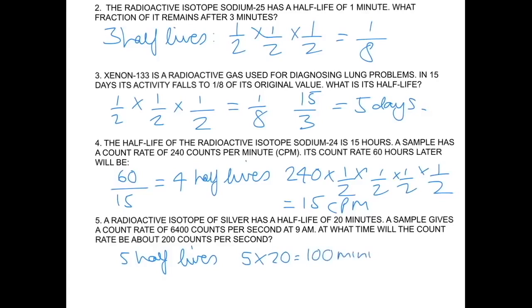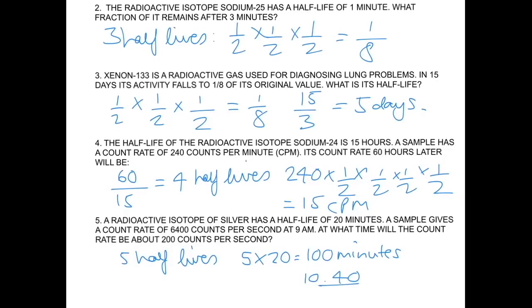So all you need to do now is work out what 100 minutes past 9 o'clock is, and remember there's 60 minutes an hour, so that brings us up to 10:40. That one was quite hard, but you can work it out. Like I said, just use trial and error to work out how many half-lives have occurred.